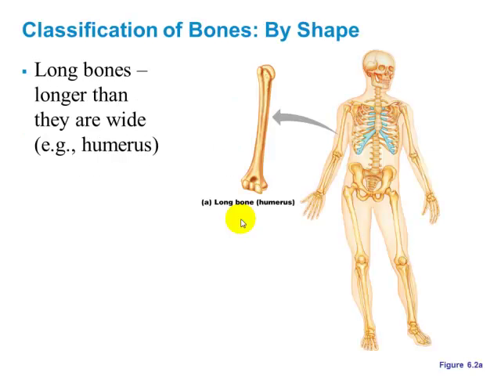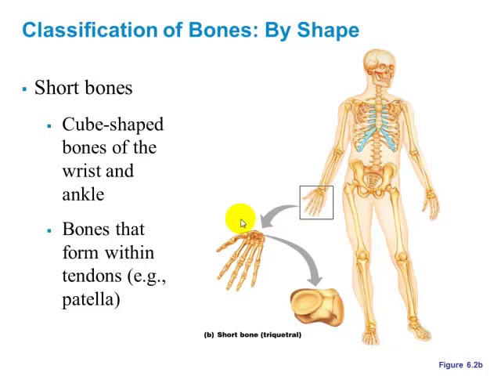We can also classify bones by their shape. The first type of bone in terms of shape is what's called a long bone, and these are longer than they are wide. They're going to have some very specific structures that we will look at later in this chapter, in chapter 7. One example of this would be the humerus. The humerus is the bone of the upper arm, right, of the brachium.